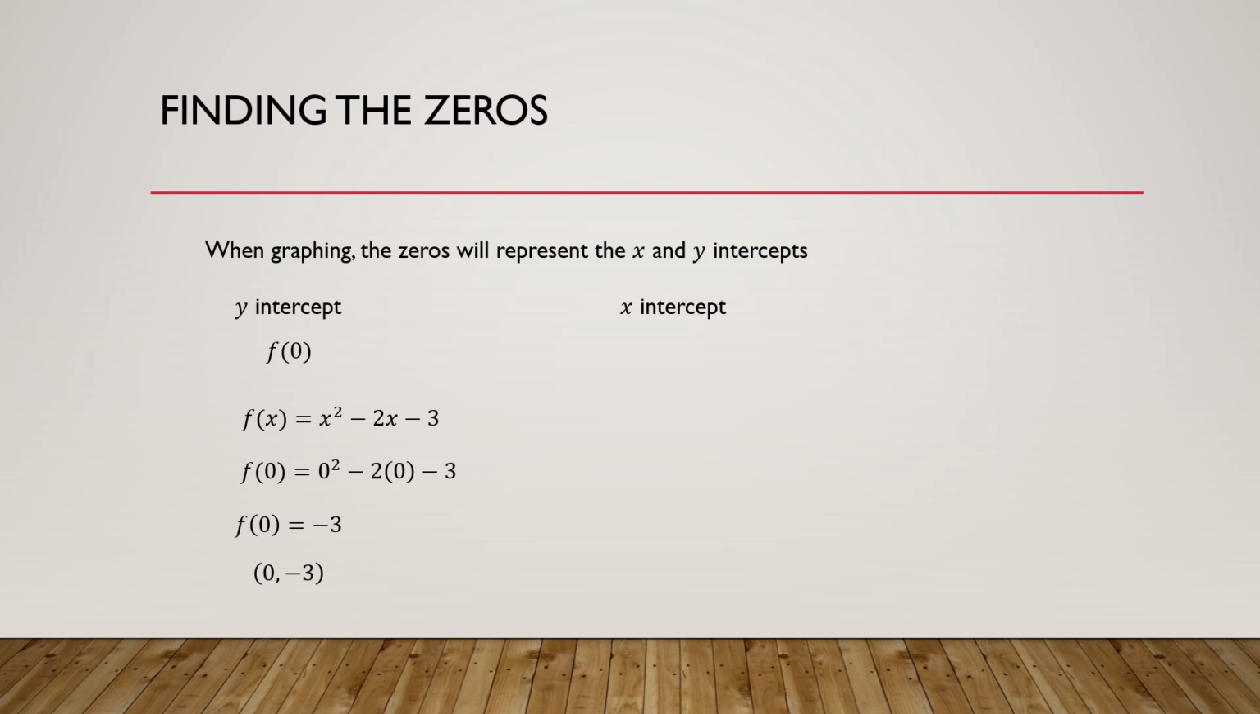To find the x-intercepts, we set f of x equal to 0. This puts the function into a quadratic equation, which can now be solved as we have learned before. In this case, the left side can be factored into x minus 3 and x plus 1. If x minus 3 equals 0, then x equals 3. If x plus 1 equals 0, then x equals -1. Therefore, the two x-intercepts are 3, 0, and -1, 0.